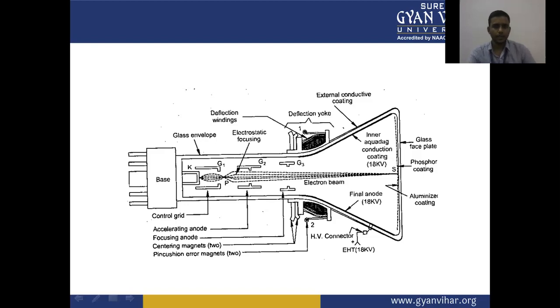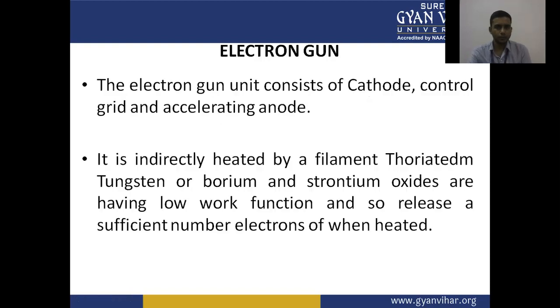This complete arrangement is enveloped in the glass envelope. Electron gun. The electron gun unit consists of the cathode, control grid, and the accelerating anode. It is indirectly heated by a filament. Thorium, tungsten, or barium and strontium oxides have a low work function and so release a sufficient number of electrons when heated.